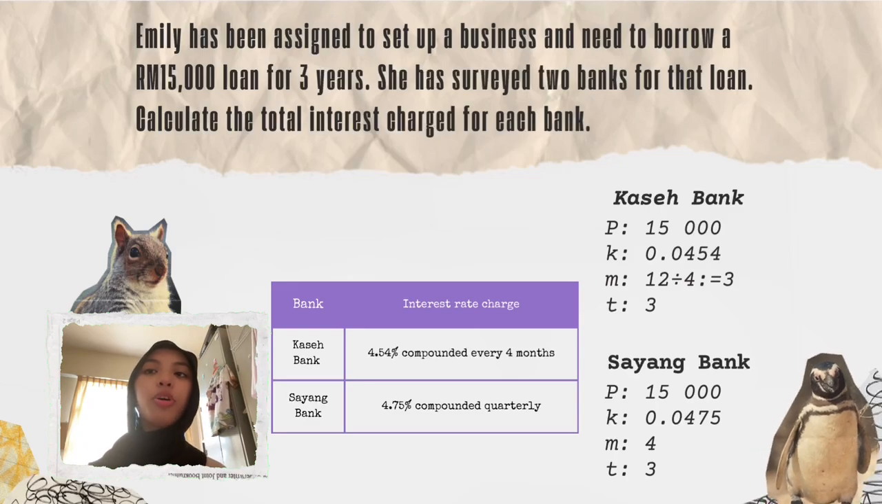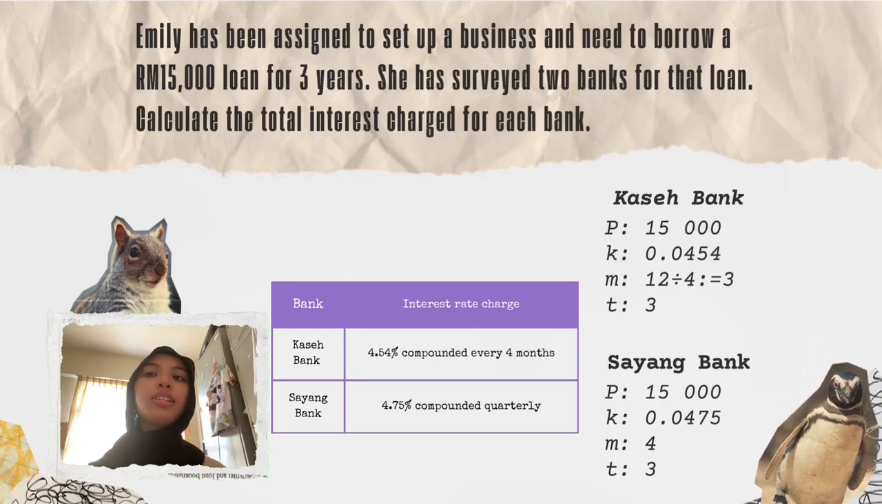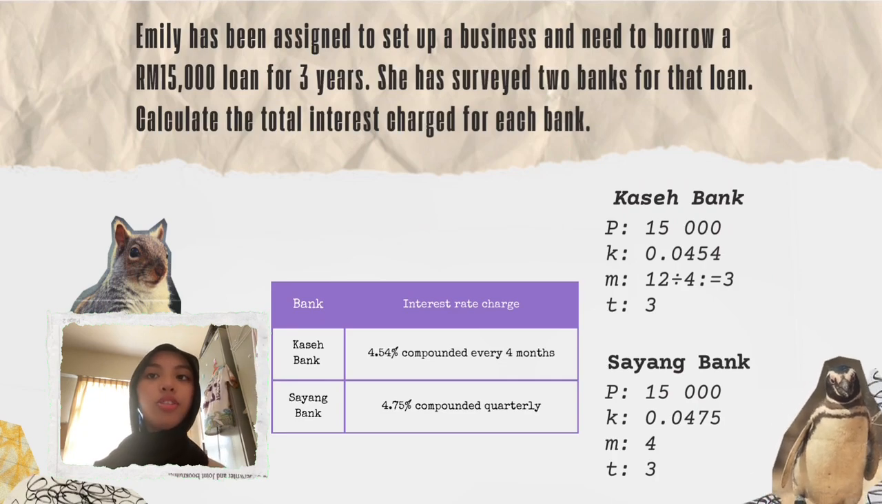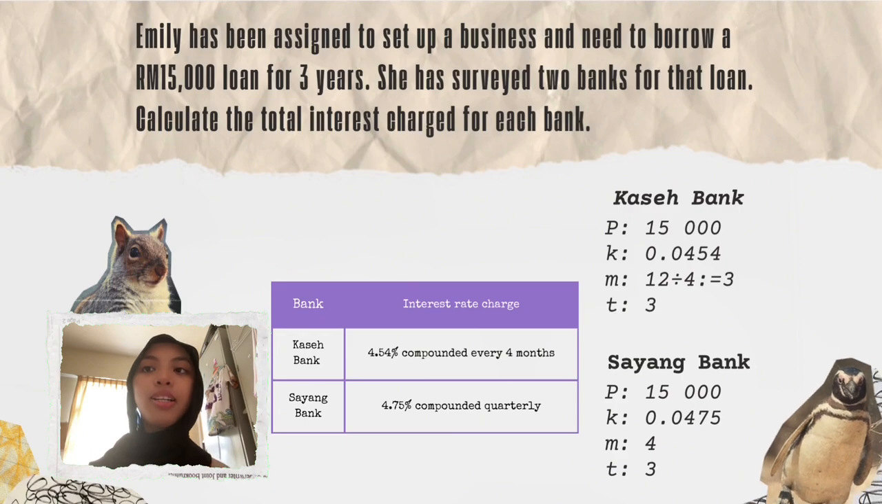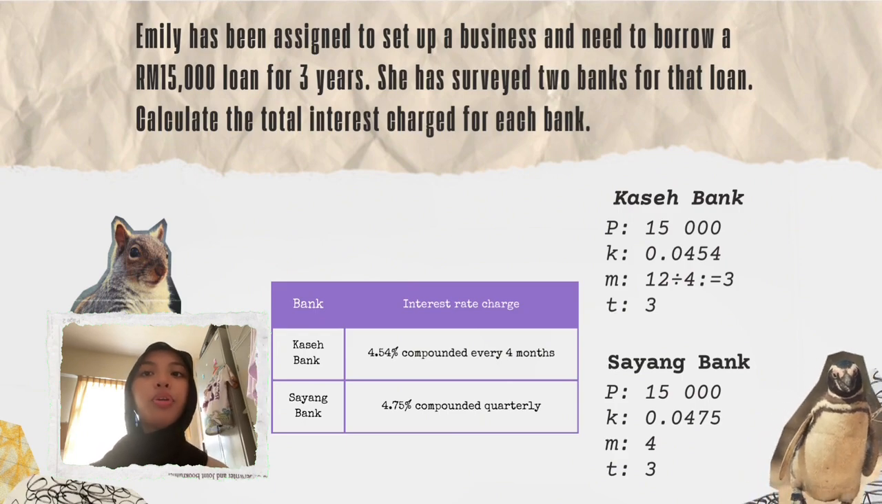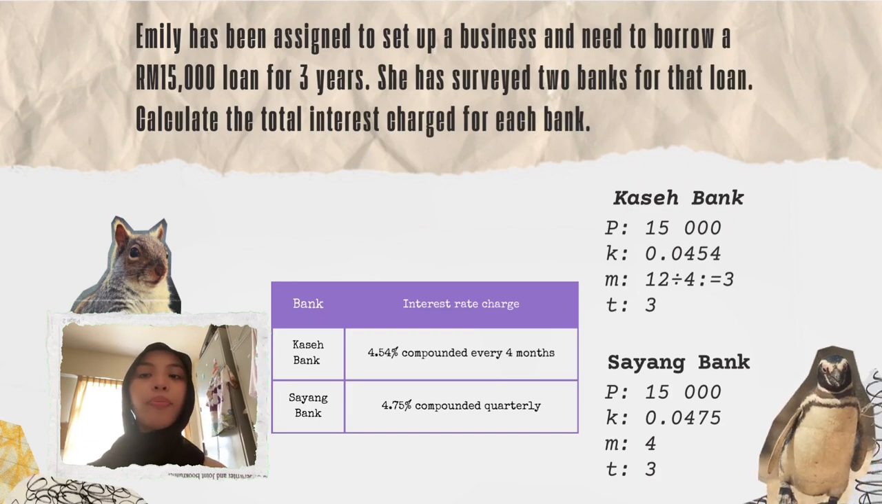Kasih Bank offers 4.54% compounded every 4 months. We can see that the K is 0.0454, and when they say compounded every 4 months, in a year we have 12 months. We need to divide 12 by 4 and we get 3. The 3 means we need to pay 3 times in a year. So the 3 is our M.